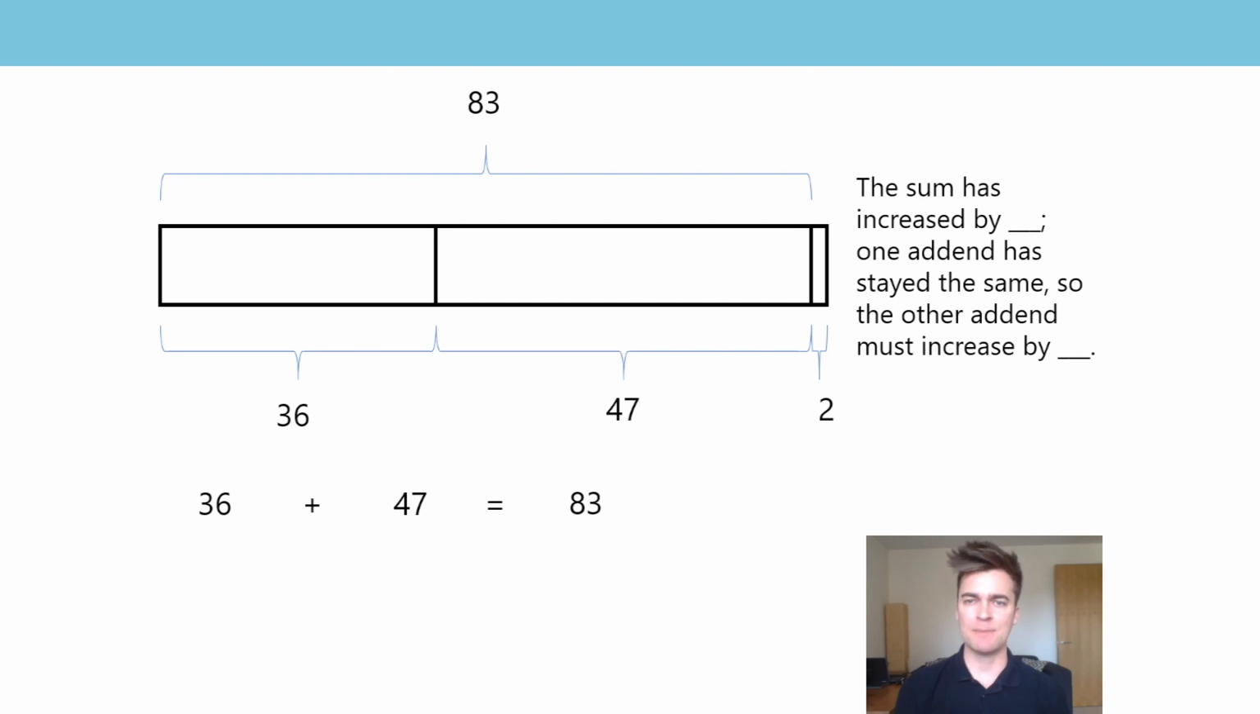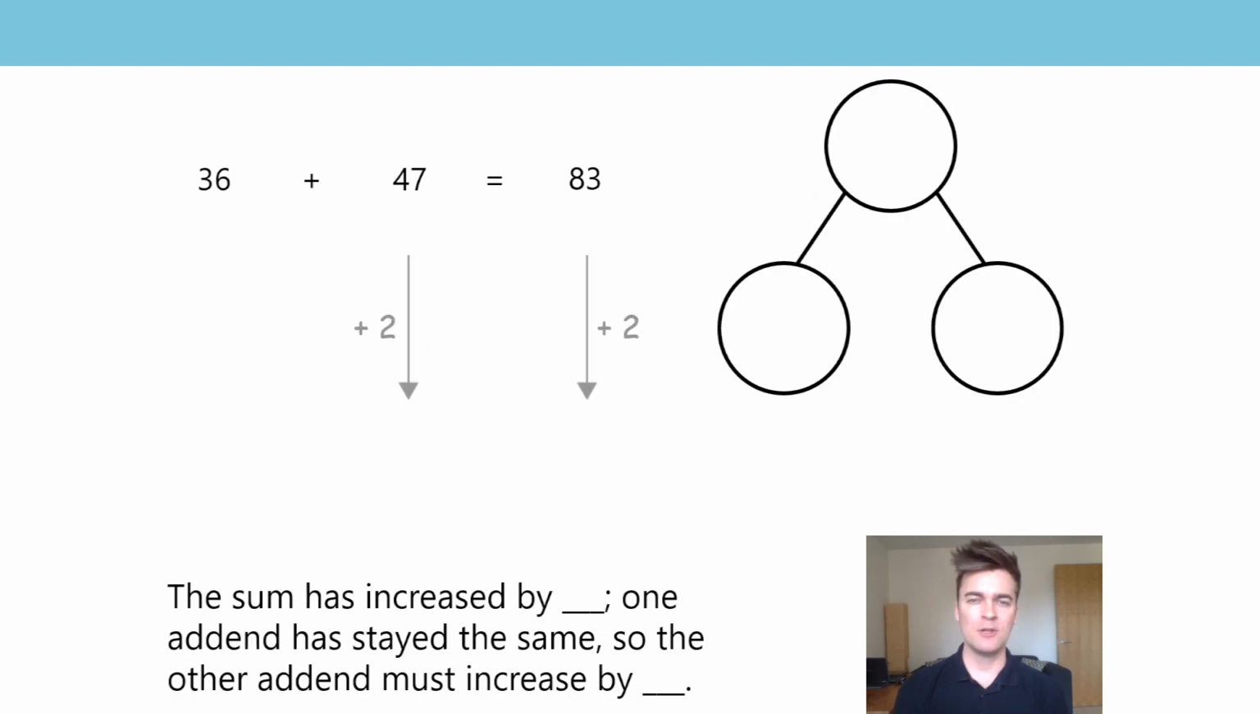Here's a sentence that maybe you can start to read with me. The sum has increased by 2. One addend has stayed the same, so the other addend must increase by 2. Slytherin's points increased by 2. Why don't you press pause and have a go at representing that same maths in a part-whole diagram. Press pause now and then we'll take a look together.